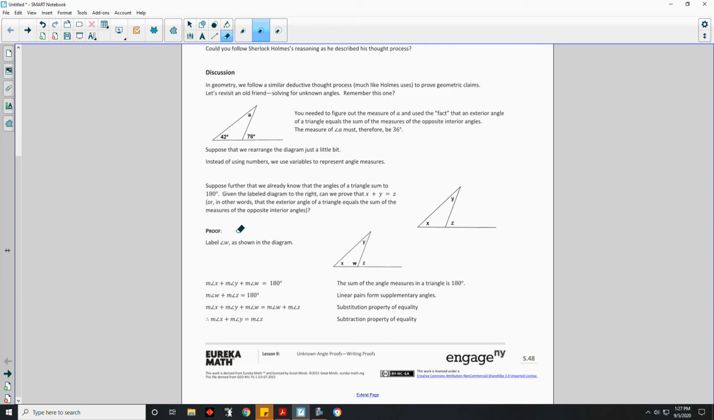Okay, if we subtract w from both of these angles, I can just cross them out. So here's the measure of angle w. If I subtracted that from both sides, it's gone. So then now we have the measure of angle x plus the measure of angle y equals the measure of angle z. Okay? And that is subtraction property of equality. The other one was substitution.